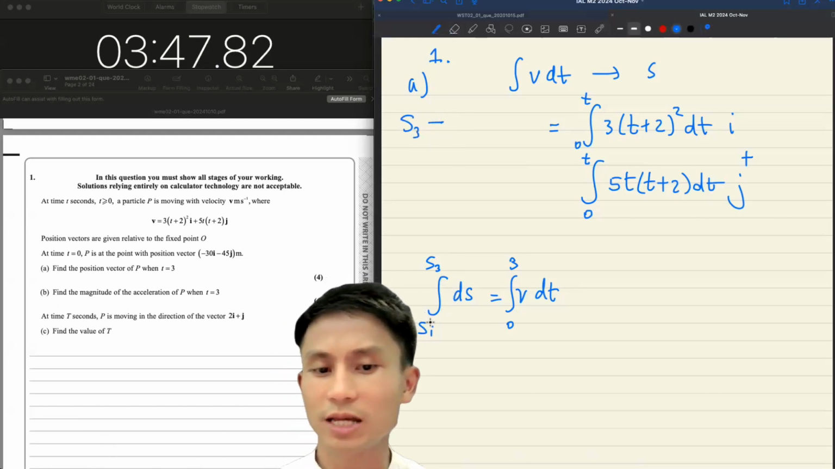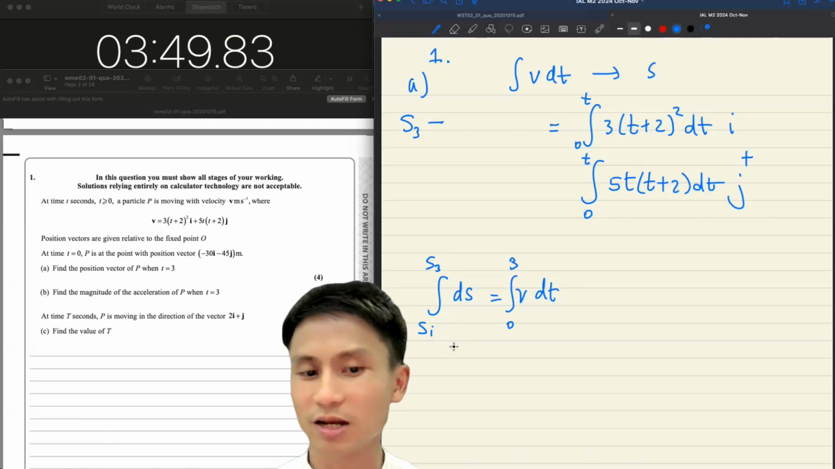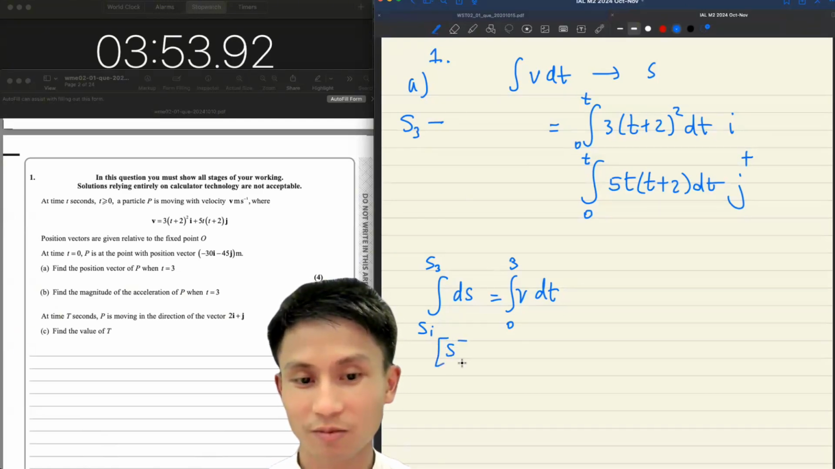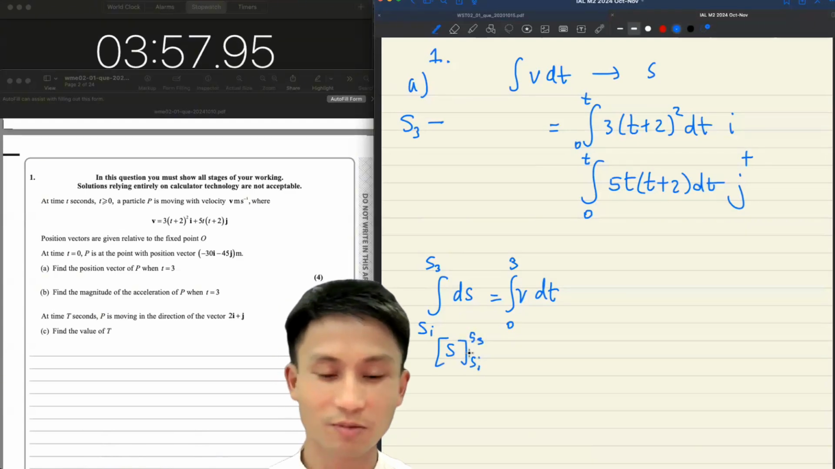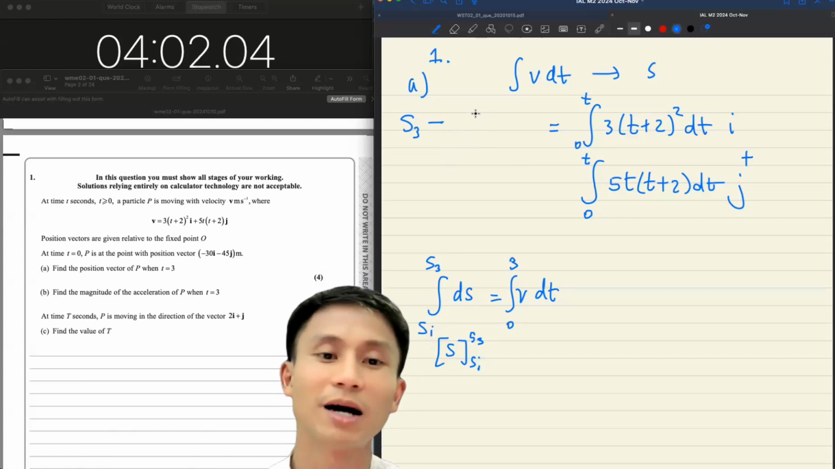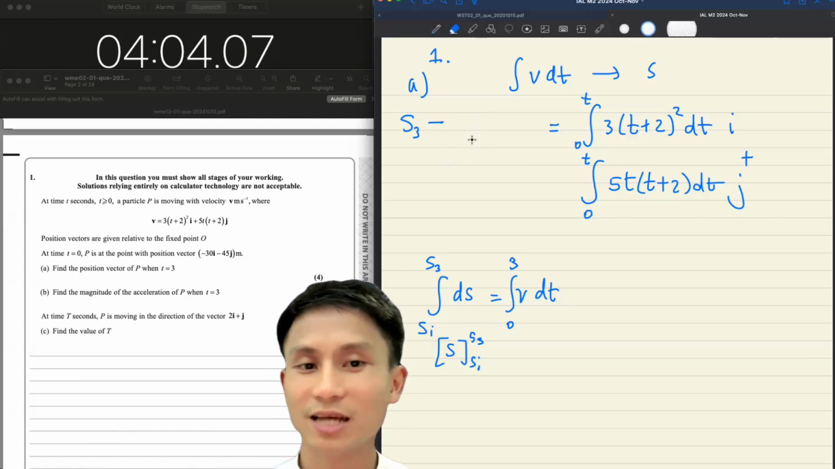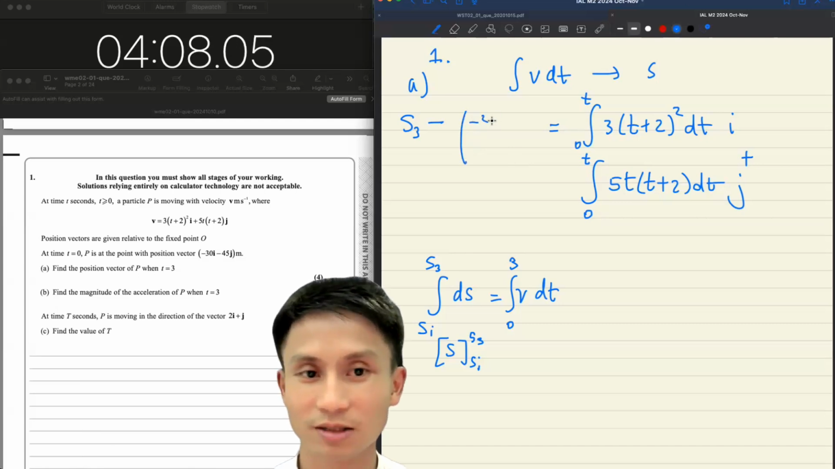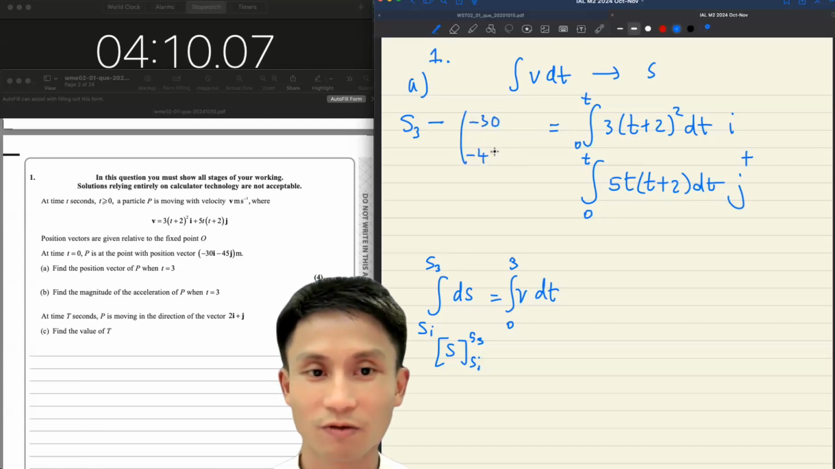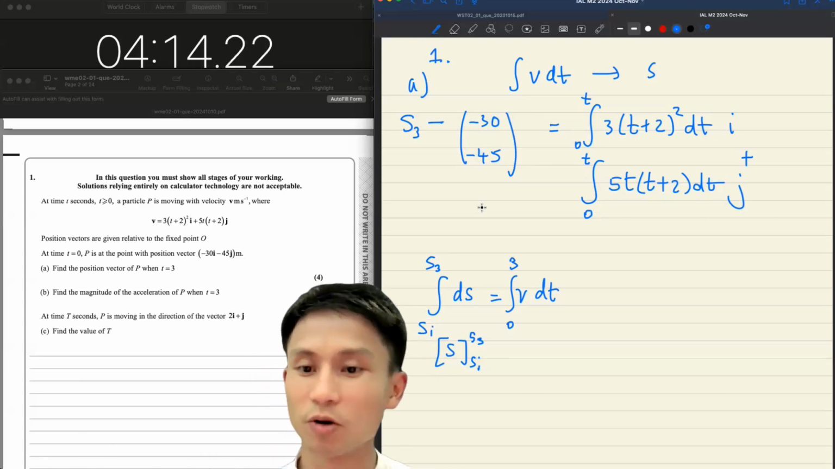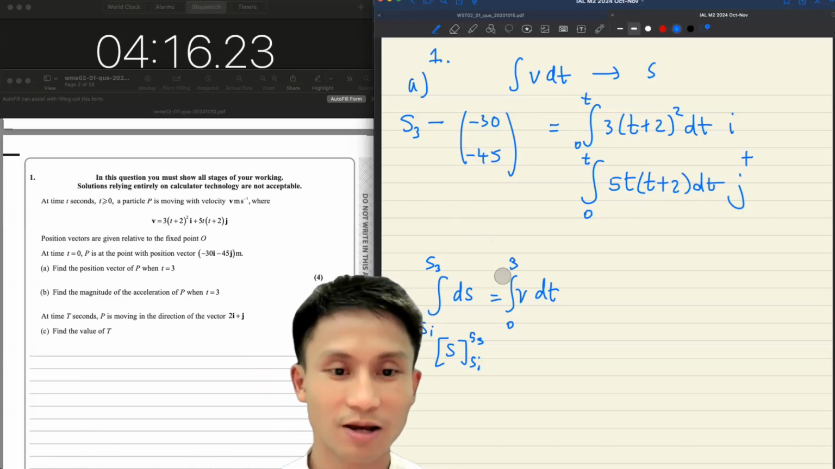So again, if you integrate ds, you're just going to get S, right? So this is just S, but then the initial condition and the final condition is going to be put there. So it's basically just S3 minus SI, and SI being the initial position vector, which is minus 30 and minus 45 there. So everything is separated into two components of vectors, right?